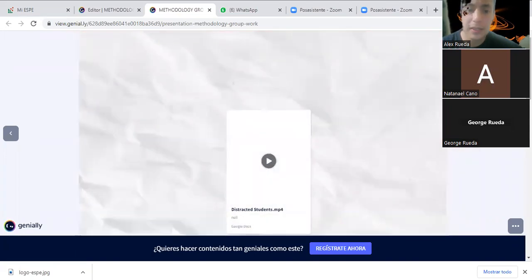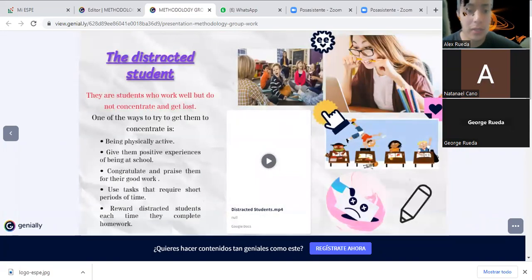And the third type of difficult student is the distracted student. They are students who work well but do not concentrate and get lost. One of the ways to try to get them to concentrate is being physically active. Give them a positive experience of being at school, congratulate and praise them for their work, use tasks, rewards maybe. That is very useful for this kind of student.